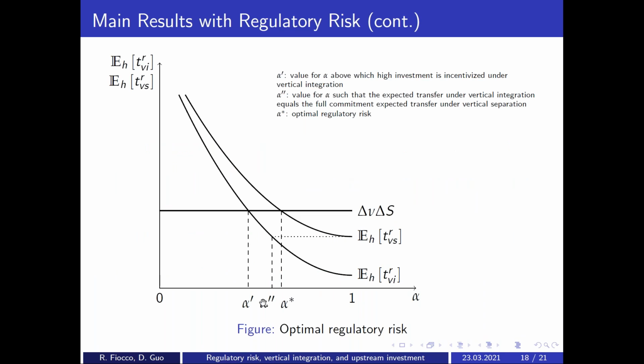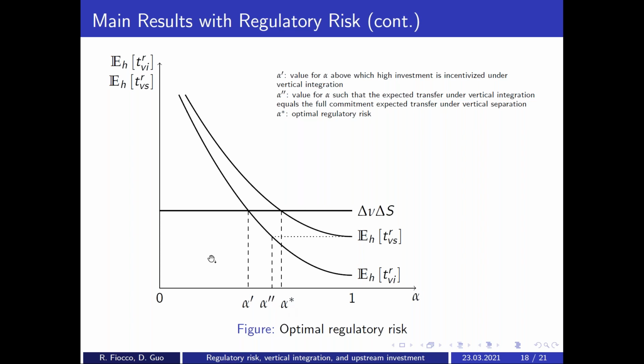Okay, so now let's consider alpha between alpha prime and alpha star. At this particular range, we can see from the figure the high effort is still socially beneficial under vertical integration. Why? Because this curve is below the delta nu times delta S, but not under vertical separation because this curve is above delta nu times delta S. Okay, anticipating this, the firms find vertical integration more profitable. This is because the vertically integrated firm's internalization of the downstream payoffs mitigates the moral hazard problem and stimulates upstream investment at a lower social cost. Okay, and I also would like to explain how to find the alpha star.